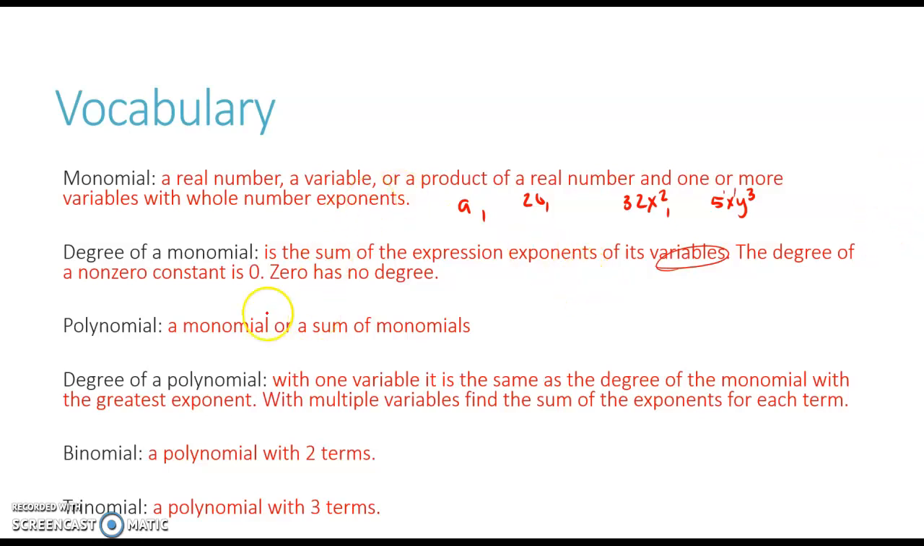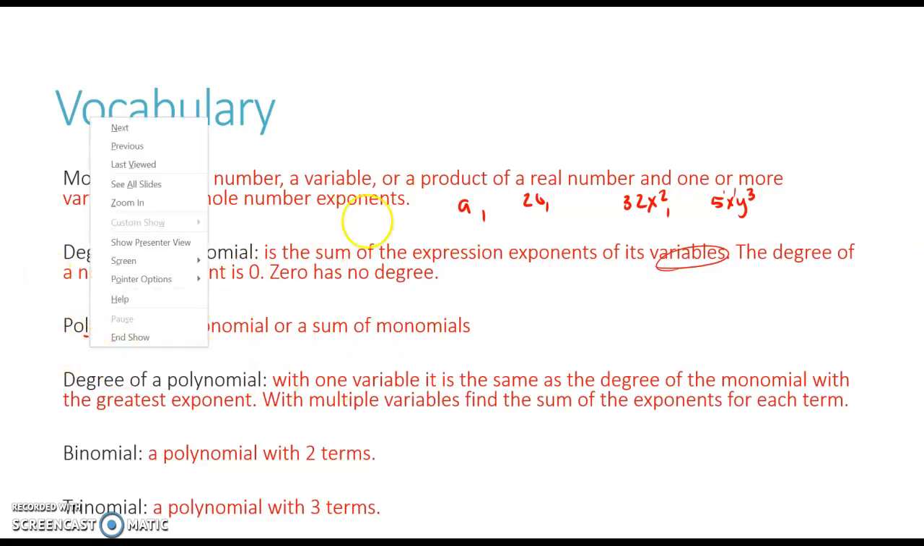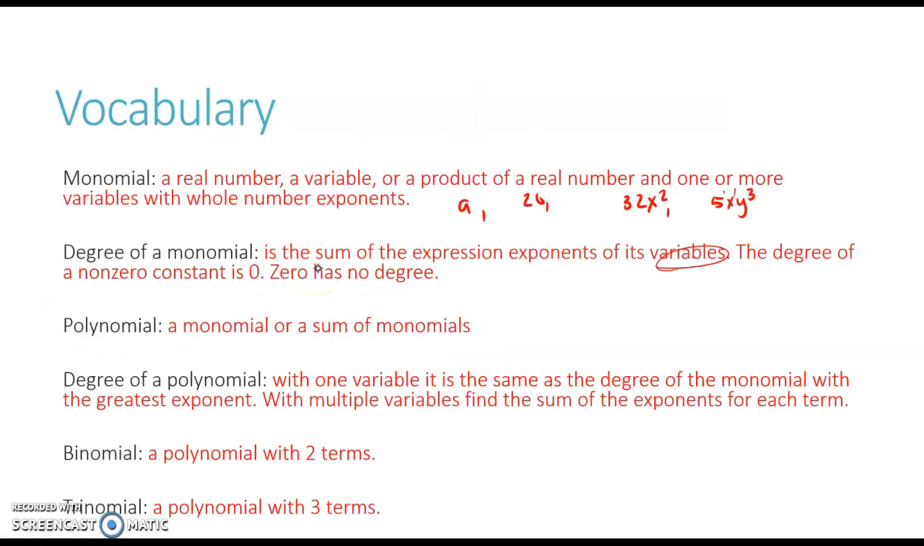Then a polynomial is a monomial or a sum of monomials. Poly just means many, if you think back to Latin roots or root words in general. Poly means many, and nomial means numbers, so this is many numbers. Mono still means one, so a monomial is one term, but it's still a polynomial.